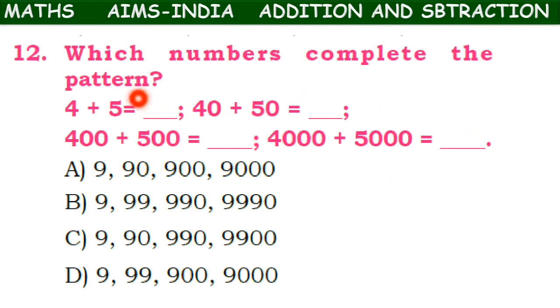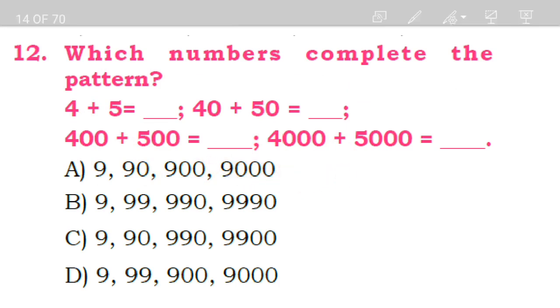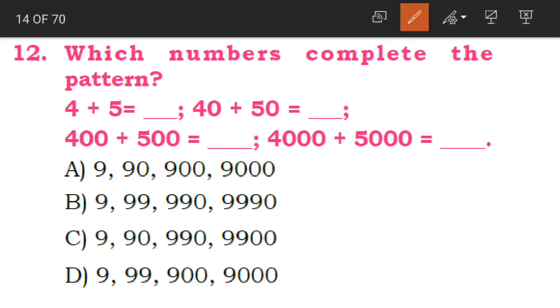Which number completes the pattern? 4 plus 5 is equal to dash, 40 plus 50 is equal to dash, 400 plus 500 is equal to dash, 4000 plus 5000 is equal to dash. We already know this, right children? Mental addition. 4 plus 5 is 9. Again here 4 plus 5 is 9. We are having 1 zero. So add 1 zero in the answer.